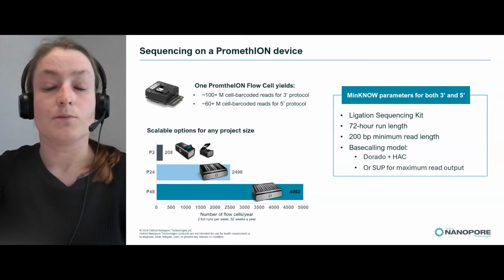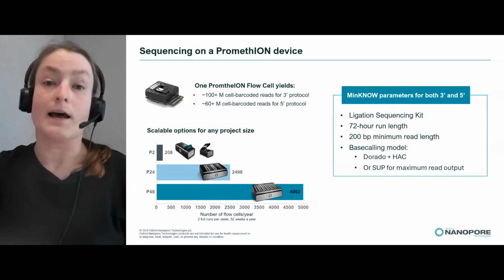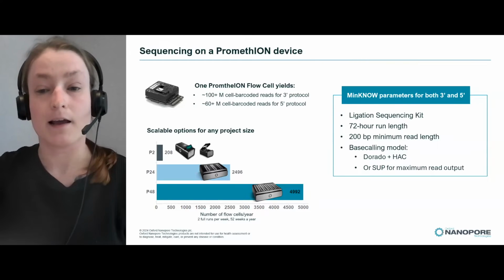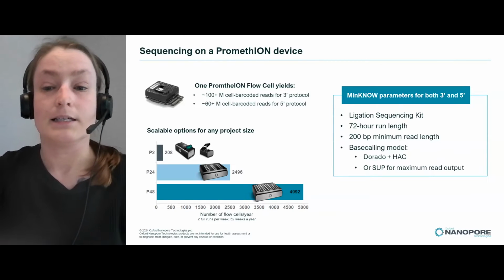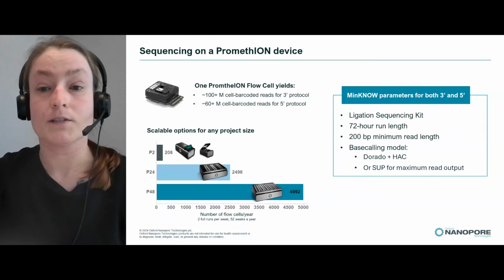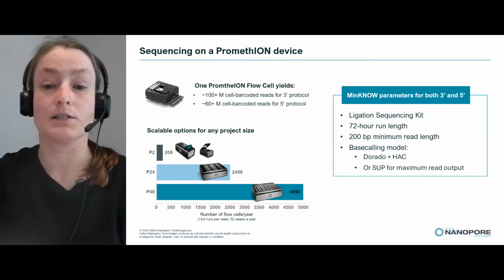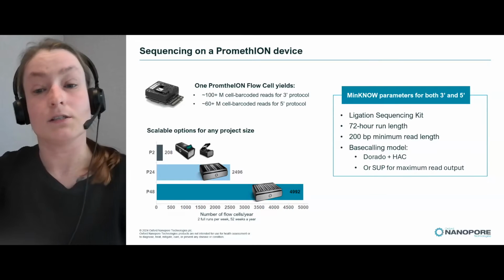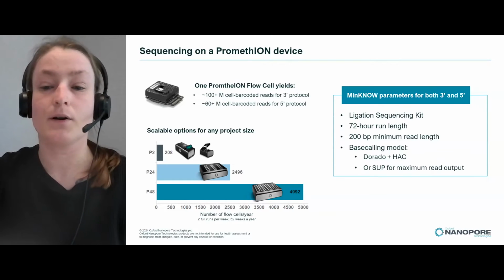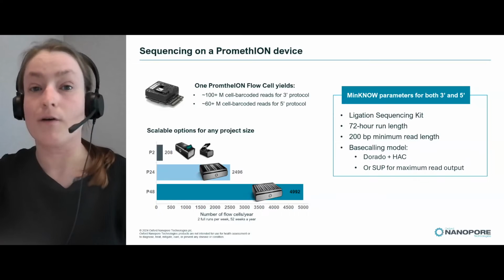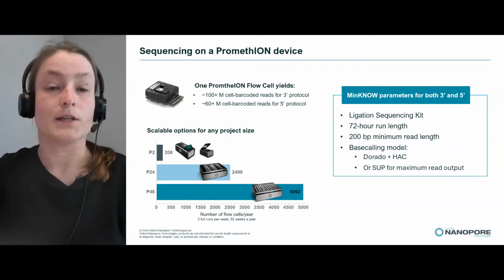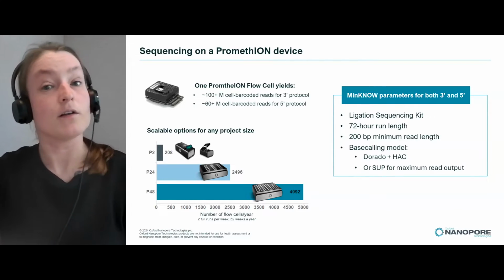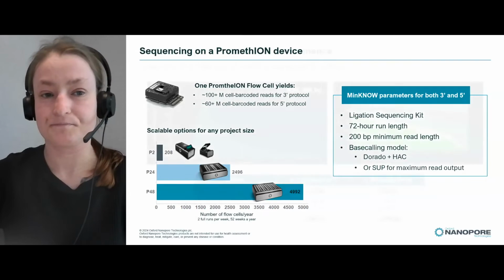And with regards to the model, we recommend Dorado, and we are now able to recommend HAC. So this is high accuracy base calling. It is a shorter time to generate those HAC sequences than it is to use SUP, but the performance is almost the same. But if you do really want a maximum read output, there's about a 5% difference between the two models. So you might want to run SUP if that's what you need.